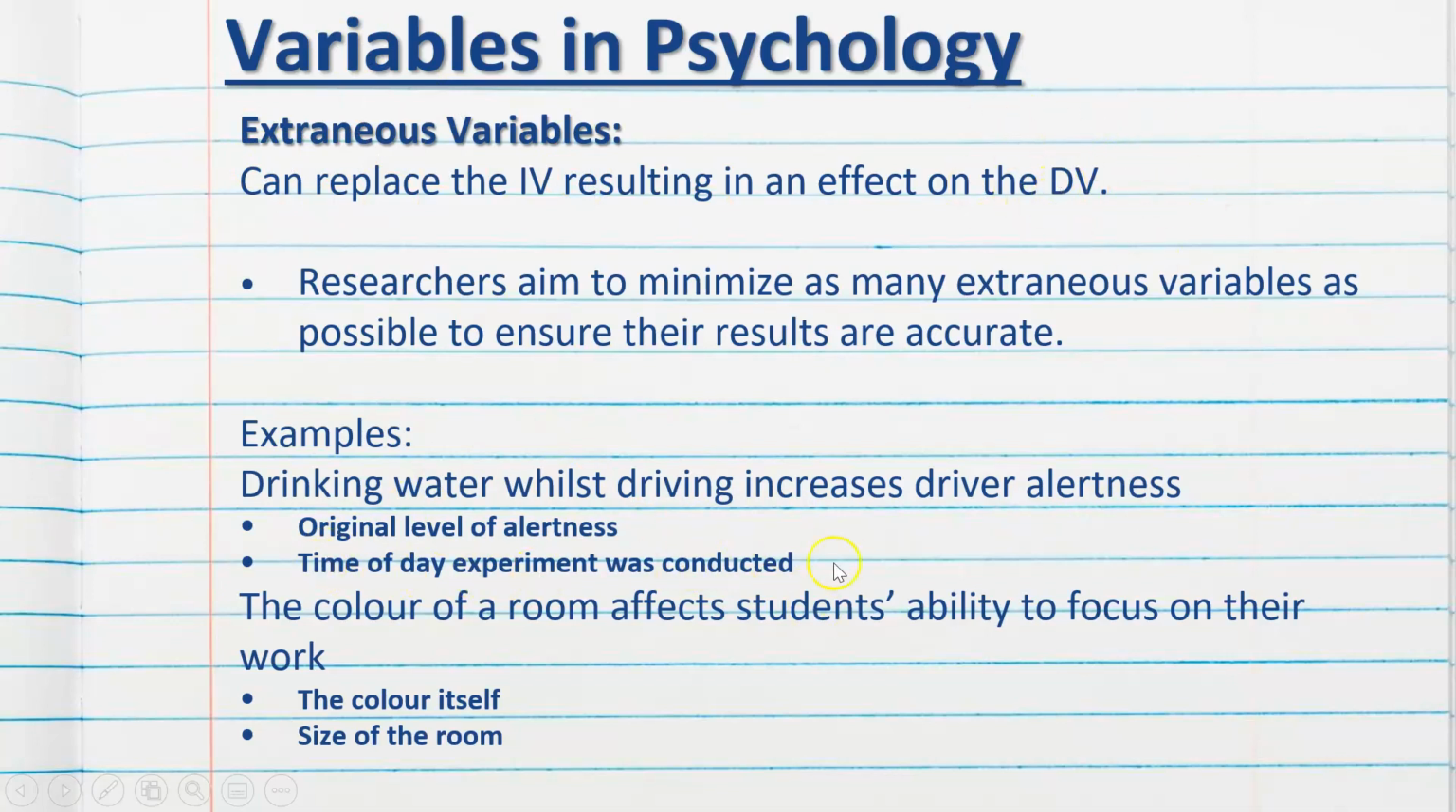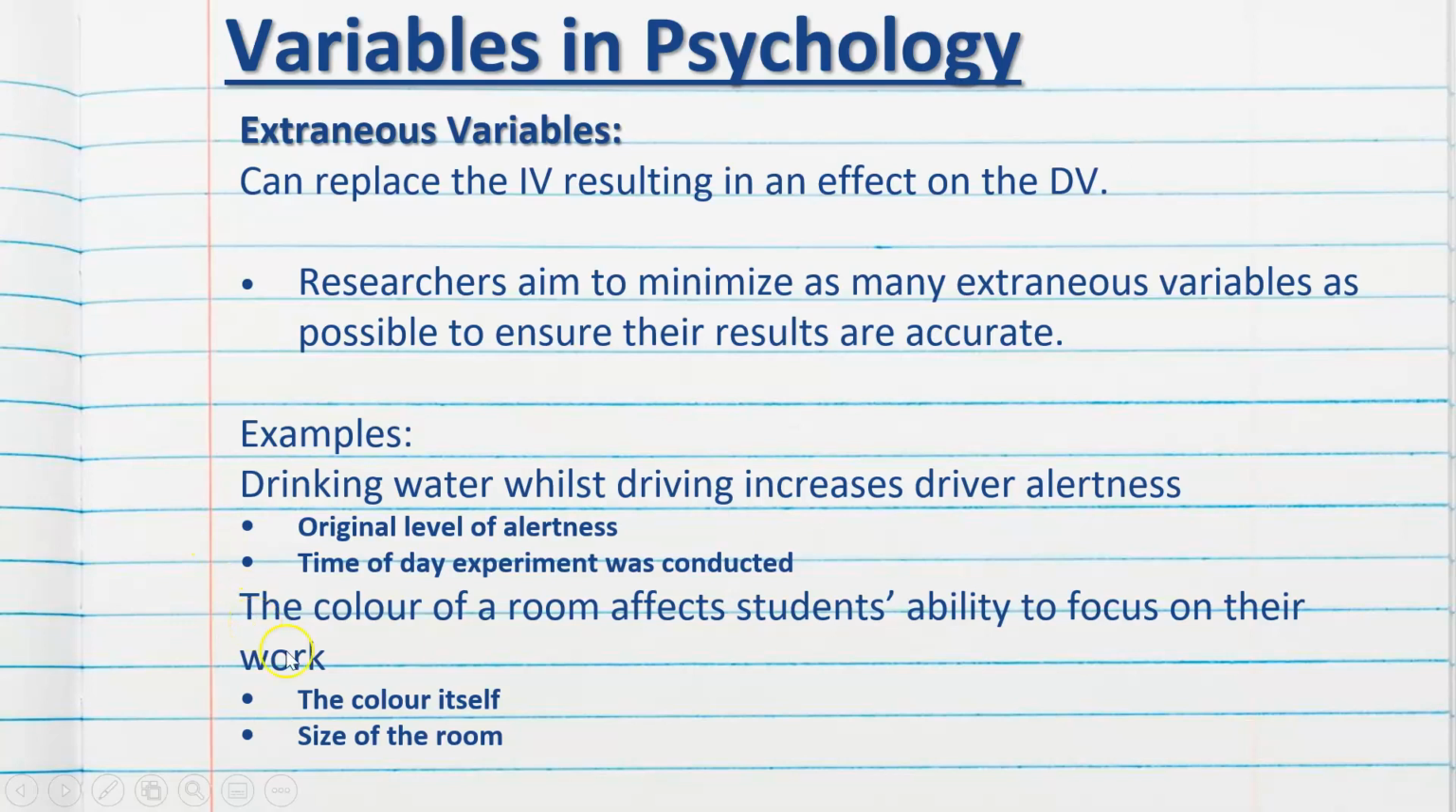The time of day the experiment was conducted is also a huge extraneous variable, so we would need to consider what would be the best time of day to get as accurate results as possible. There are many, many more that we would need to consider in psychology as well. So how much water is being consumed? How long are they driving for? What are the road conditions like? What are they actually doing whilst they're driving? Are they just driving in a straight line, or are they doing complex maneuvers? And the list goes on and on and on.